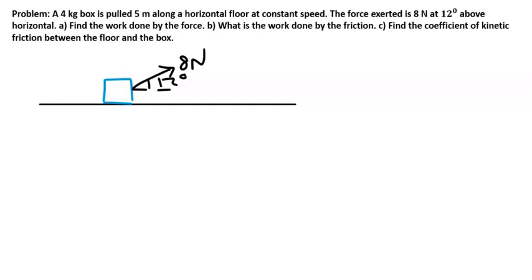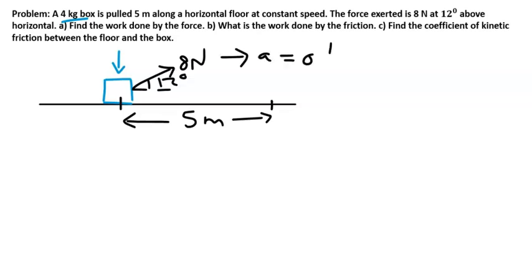Problem 2. A 4 kg box is pulled 5 meters, so from here to there, let's say the distance is 5 meters, along a horizontal floor at constant speed. So that means the acceleration is 0 meters per second squared. The force exerted is 8 newtons, at 12 degrees above horizontal, so that is the angle. Find the work done by the force.